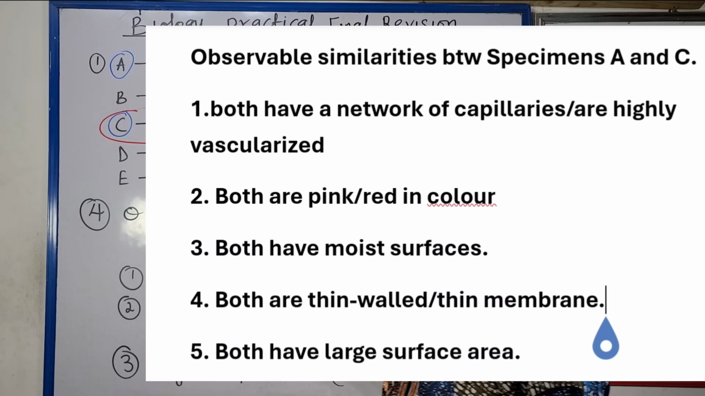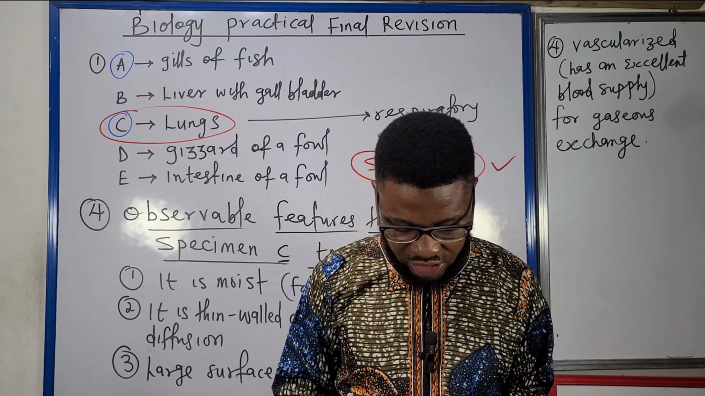When you look at the gills, just a layer of the filament, you see that it is thin. When you look at the lungs as well, on the inside, there are spaces on the inside. The walls of the lungs are thin. So both are thin walled, or you say thin membrane. And of course, both also have large surface area. Talking about respiratory surfaces, both are respiratory surfaces. So those are just about the observable similarities.